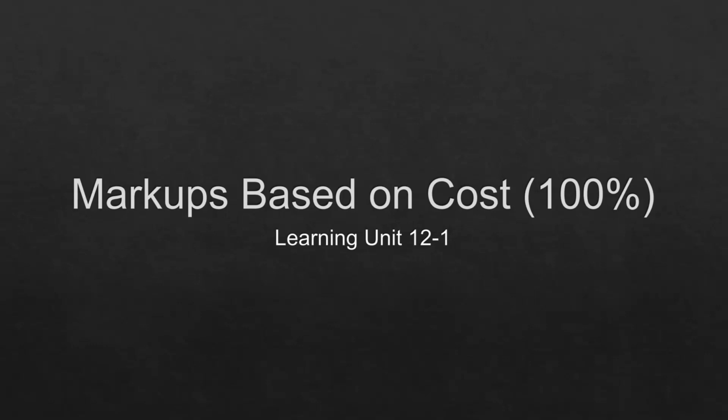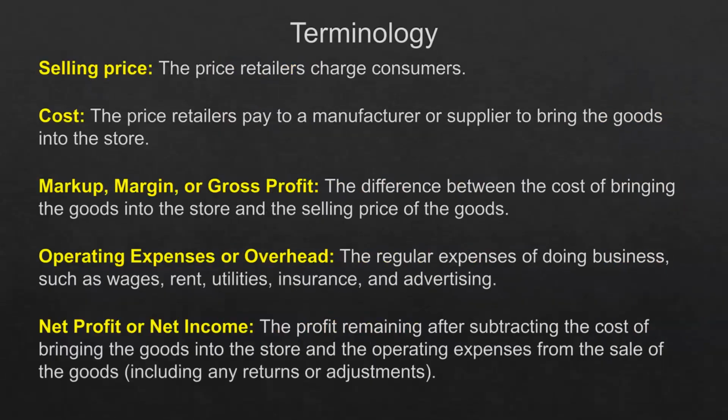Hello, we are now on chapter 12, and this is markups based on cost. Here's some terminology that we need to know. Selling price, I think that would make sense, the price retailers charge customers. Cost is the price the retailer pays to bring that into the store. Markup, margin, or gross profit.